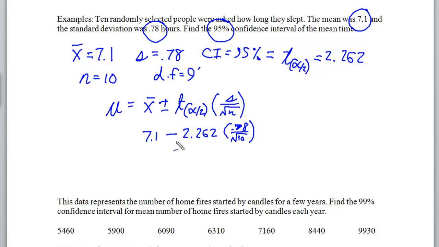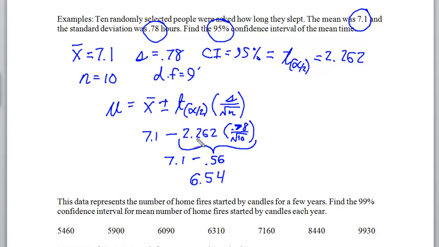Now, if I compute all of this on my graphing calculator, I get an answer of 56 hundredths. So I got 7.1 minus 56 hundredths, and that gives me about, on the lower end of what people were getting, with a 95% confidence interval, about 6.5 hours of sleep.